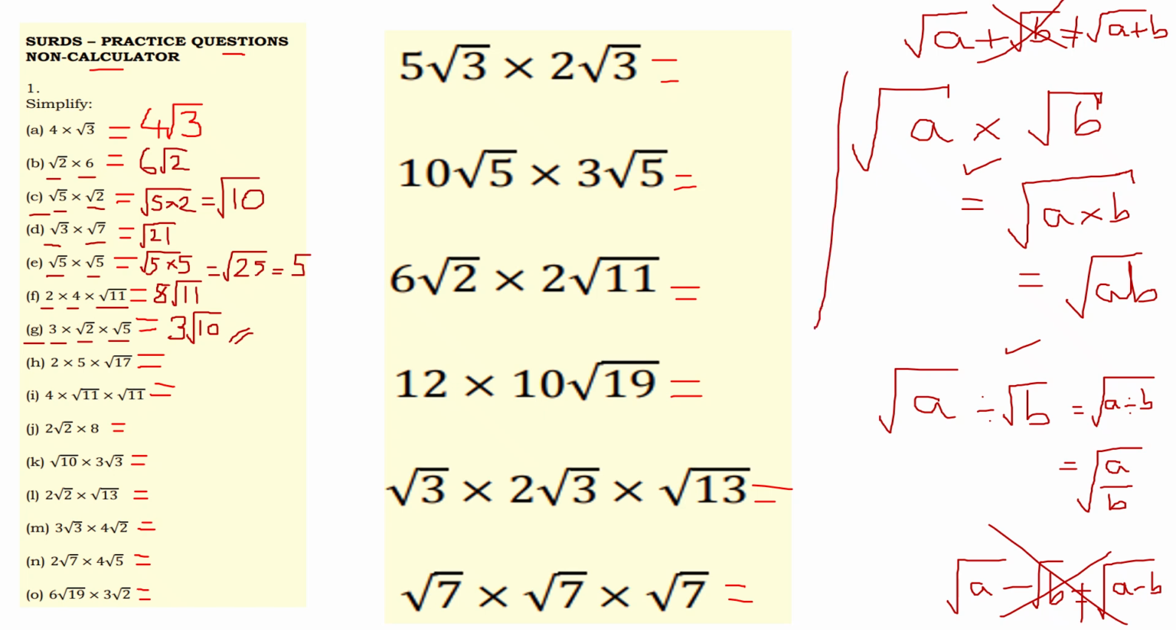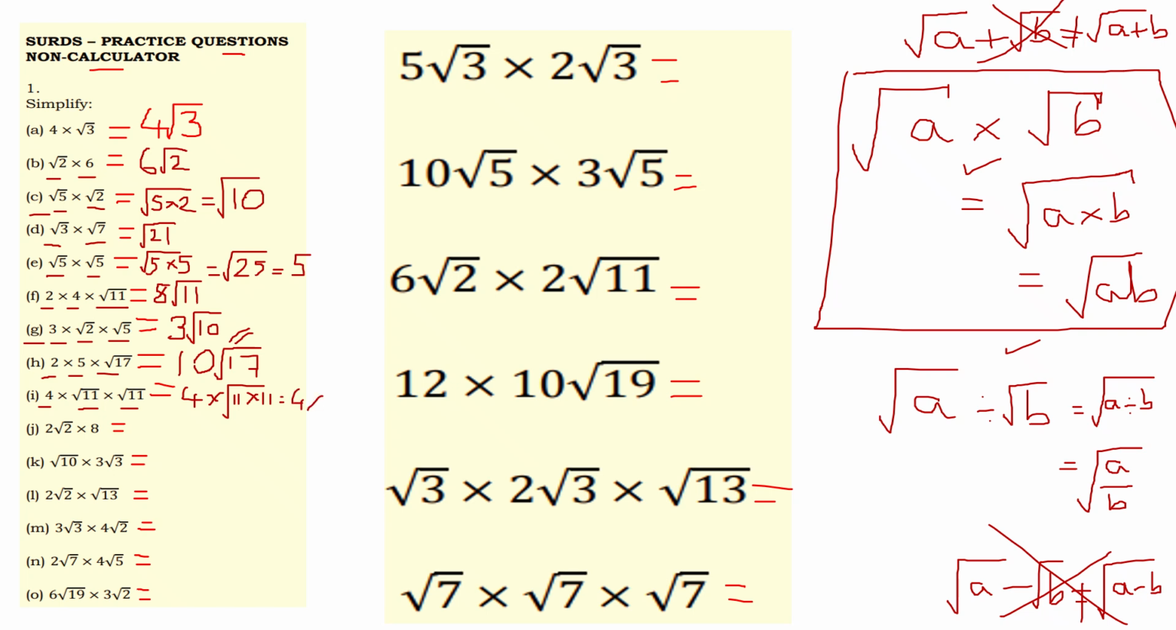And again, adopting this rule here, I can write it under one square root. Next up, 2 times 5 times root 17. Well, 2 times 5 is 10 times root 17 is 10 root 17, or 10 lots of root 17. Next up, 4 times root 11 times root 11. That'll be 4 lots of root 11 times 11, which is 4 lots of root 121, and the square root of 121 is 11. So we have 4 times 11, or 4 lots of 11, is 44.